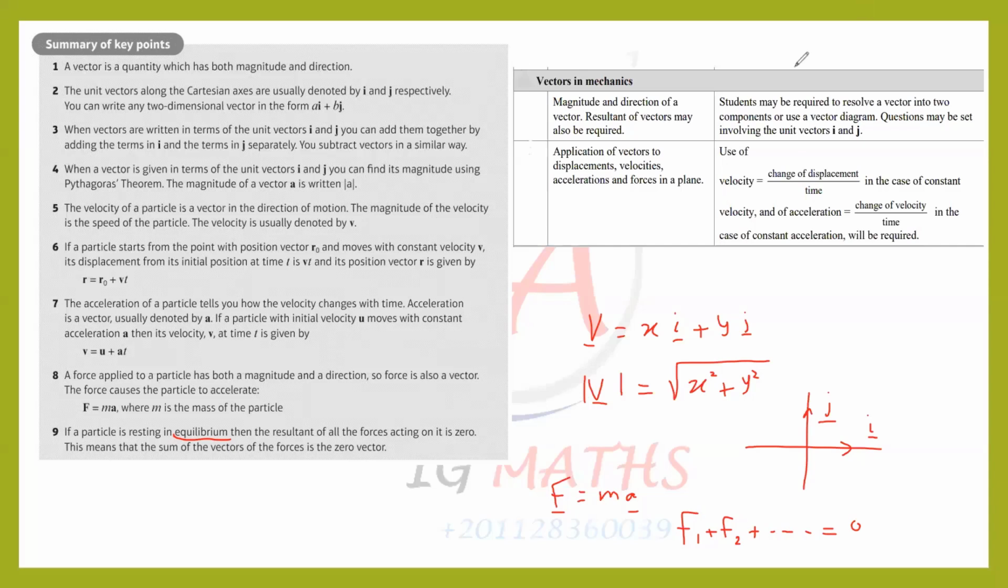As I mentioned, whenever you have forces in equilibrium, it means the resultant force must be equal to 0. So you're going to add all forces together and equate it to 0. What do I mean by adding? You're going to add the i components together and equate to 0, and the j components together and equate to 0. So we're going to see different examples on these questions.